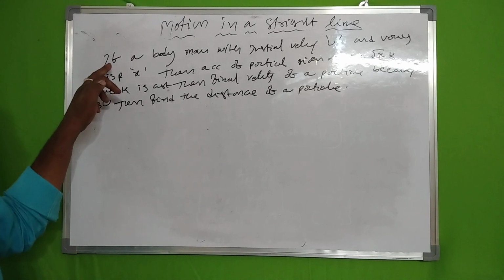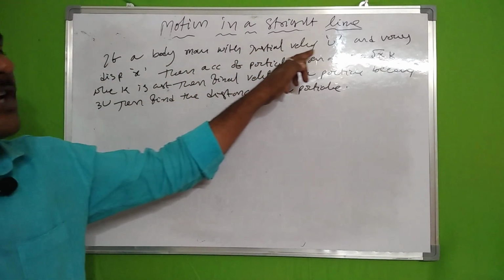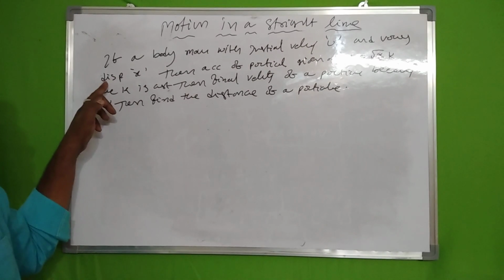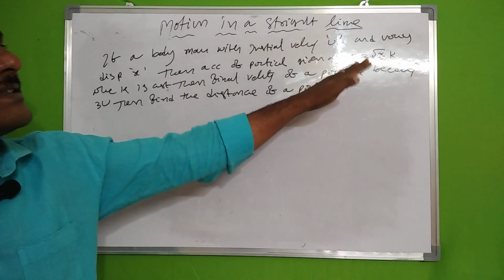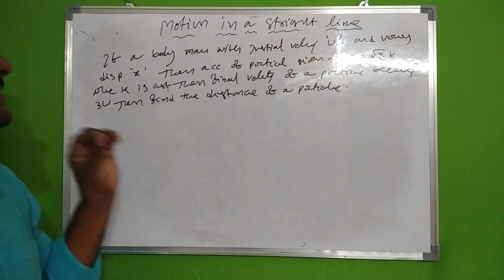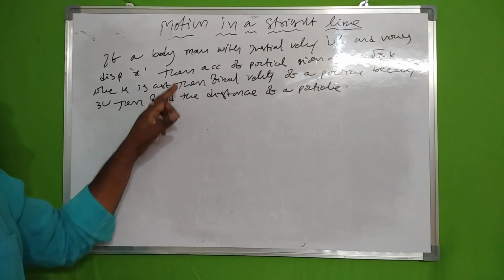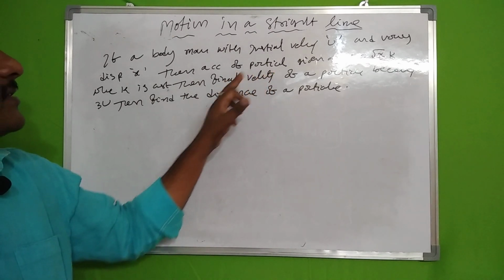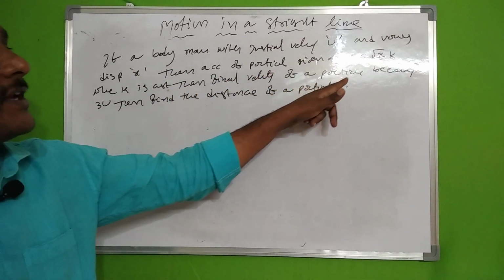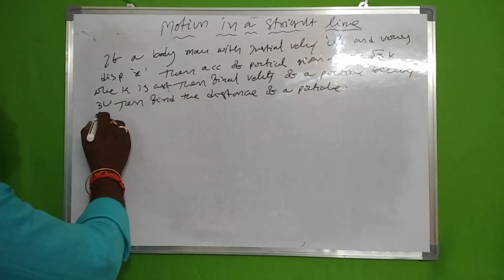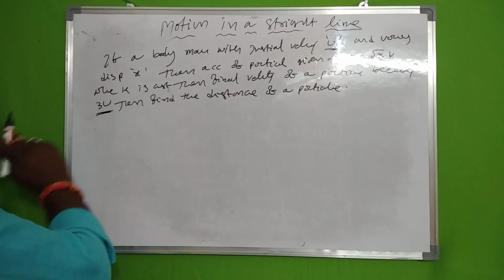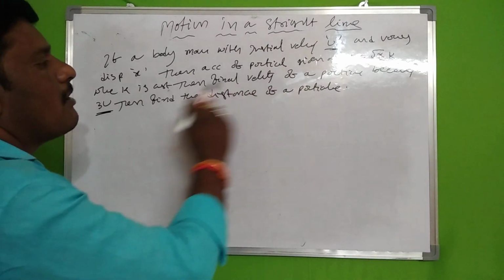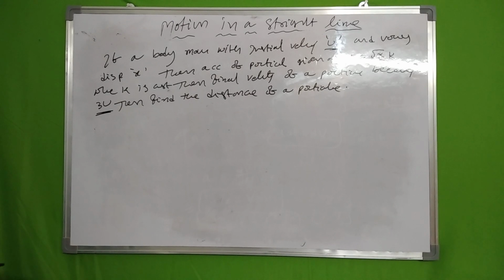So, according to the statement, if a body moves with an initial velocity u and with displacement x, then the acceleration of the particle is given as a equal to root x times k, where k is a constant. Then find the final velocity of the particle, which becomes 3u. Initial u, final velocity 3u. Then find the displacement of the particle.